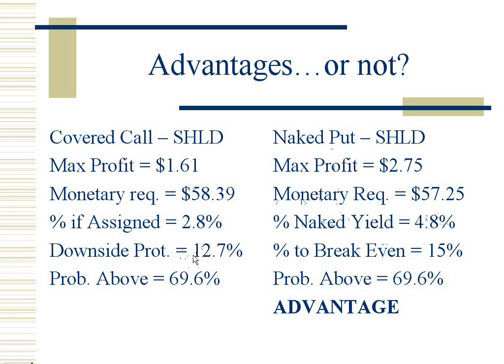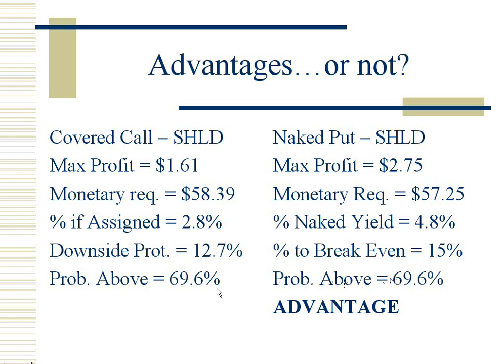Compare the downside protection. Remember, on the covered call, the downside protection was how far the stock needed to drop or could drop before we hit the break-even price. That was 12.7%. For my naked put, the percent to break even, or how far the stock could drop before I met the break-even, is at 15%. I'm collecting a higher premium, higher time value, which gives me a higher yield, higher protection, but the probabilities are exactly the same. We're looking at the same strike call and the same strike put.